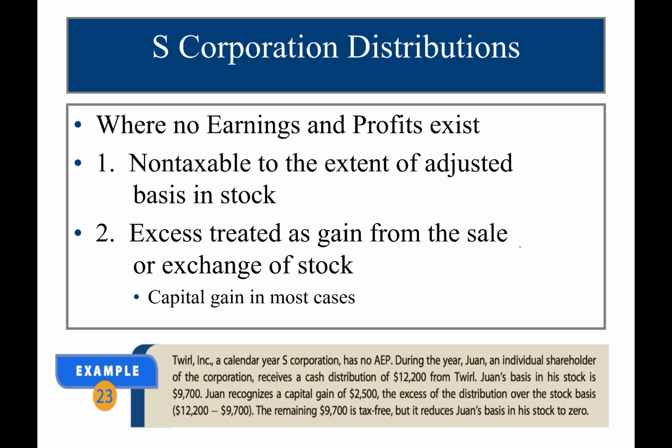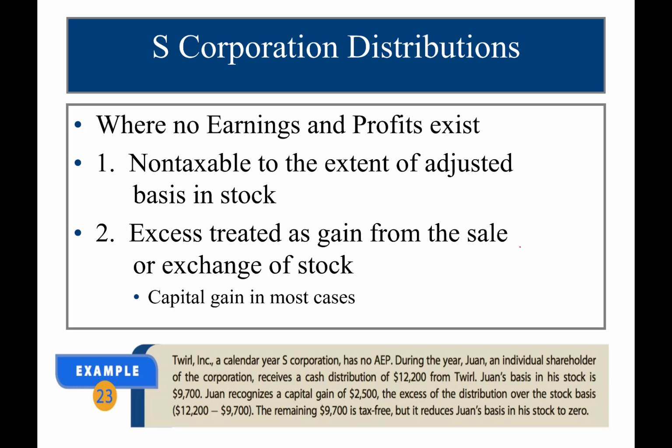Okay, so we take a look at Twirl Inc., a calendar year S corporation, and there were no accumulated earnings and profits from C Corp years. During the year, Juan, an individual shareholder of the corporation, receives a cash distribution of $12,000 from Twirl. Juan's basis in the stock is $9,700. Now you say, how do we come up with the basis in the stock? Well, if we put cash into the corporation, it was the cash that was put in.